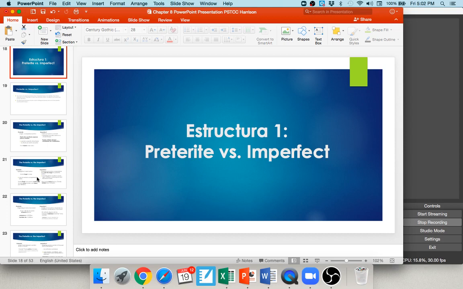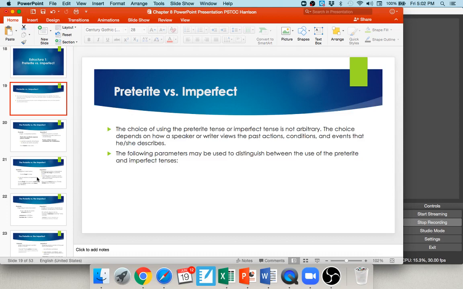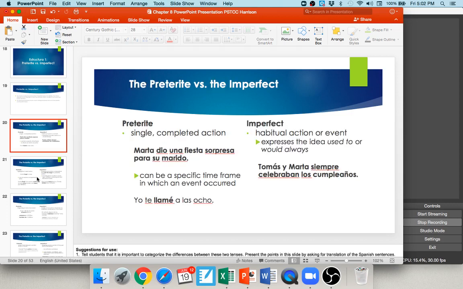So as we get started with the preterite and the imperfect, remember, both of these are the two past tenses in Spanish. We don't just wake up one day and decide, hey, I'm going to use the preterite today, and tomorrow I'm going to use the imperfect. That's not how it works. There are specific rules that tell you when to use the preterite and when to use the imperfect. Some of these you already know.